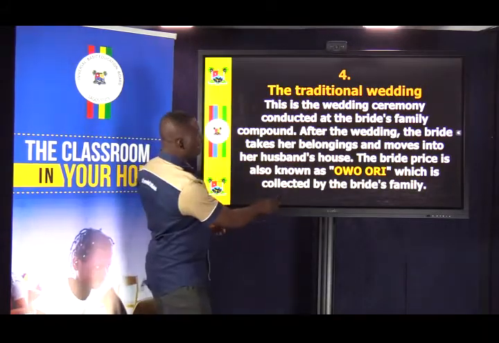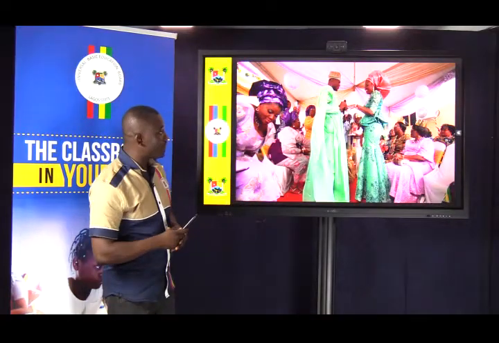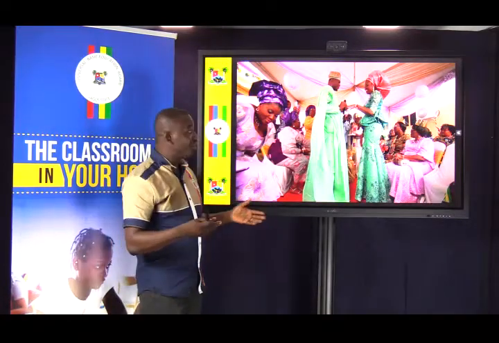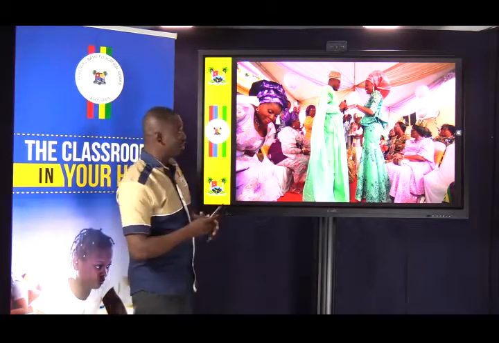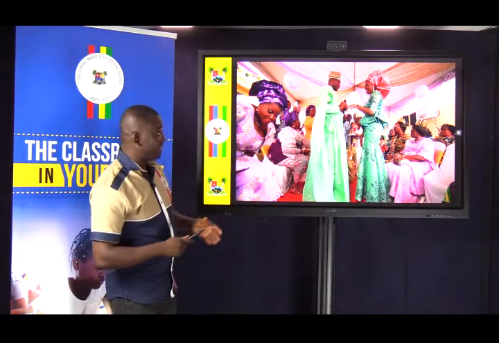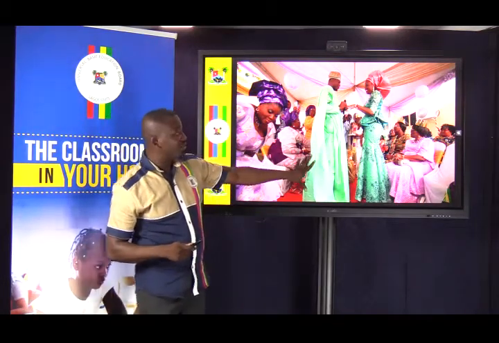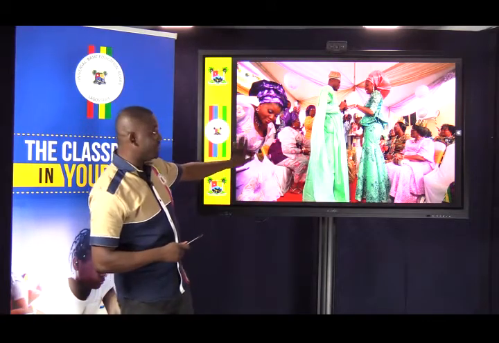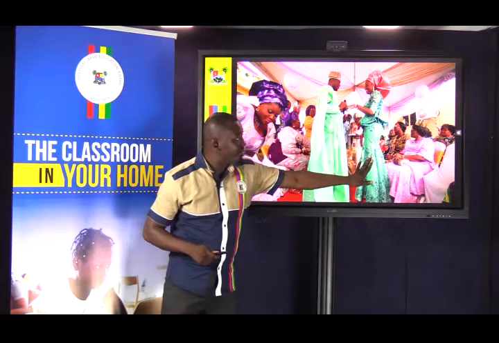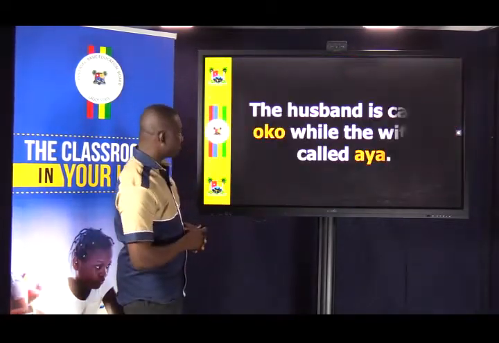Now I want you to look at some of these pictures and snippets that I'll be showing you to give you a good idea of the Yoruba traditional marriage. Look at this. This is a good example of a Yoruba traditional marriage taking place. This is the groom's family and that is the bride's family. Let's move on.